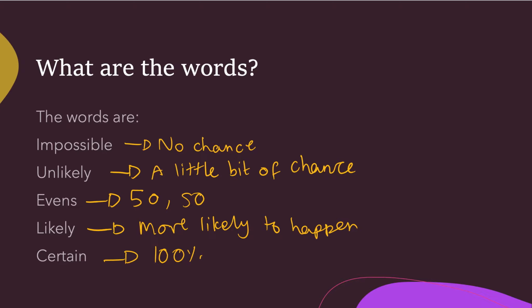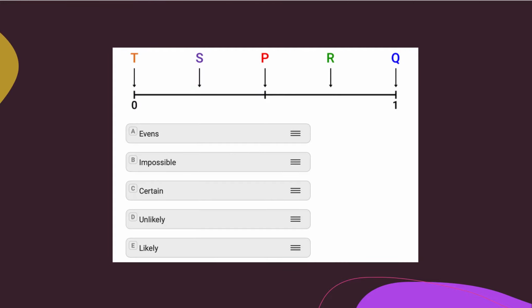So let's look at a question involving single event probability. Over here we have to match these letters to their words. As you can see, there's a 0 over here and there's a 1. So we have to see the probability of T happening, S happening, P happening, R happening, and Q happening.